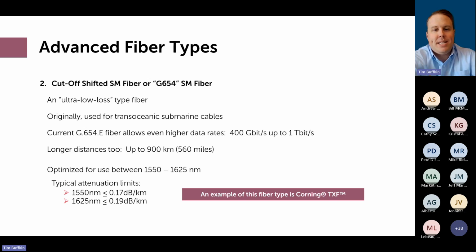And you can go distances up to 560 miles. So you're really getting a lot out of this type of fiber. But the thing is, it really is optimized for use between your 1550 and 1625 nanometer wavelengths. Just for example, look at your typical attenuation limits: 1550 nanometers is 0.17 dB per kilometer, and 1625 is 0.19 dB per kilometer.